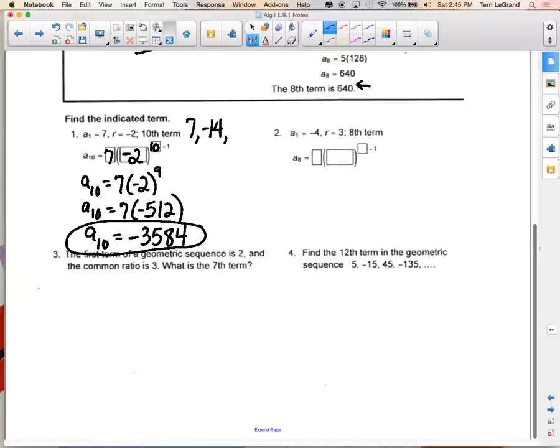Okay, I'm feeling pretty good about that because the second term was a negative. That's an even number. 10 is an even number. And we have a negative term again. So I'm feeling pretty good about that.